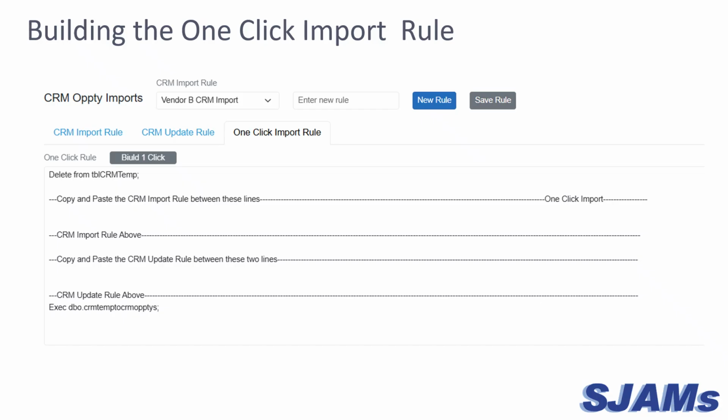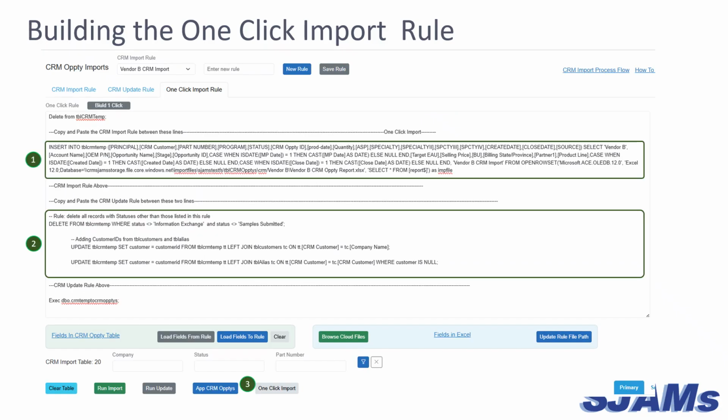The next step is to copy and paste the CRM import rule between lines. Figure 1 is a copy and paste from the CRM import rule. Figure 2 is a copy and paste from the CRM update rule. Figure 3 runs the one-click rule. If it is set up correctly, it will run the CRM import rule, the CRM update rule, and the append to SJAMs opportunities rule. Congratulations!